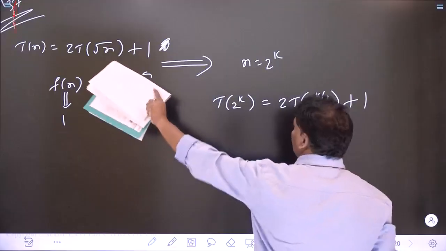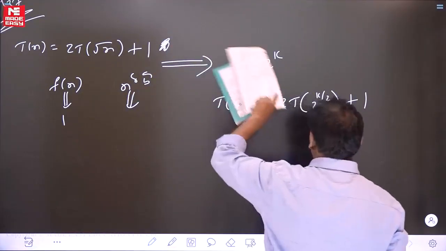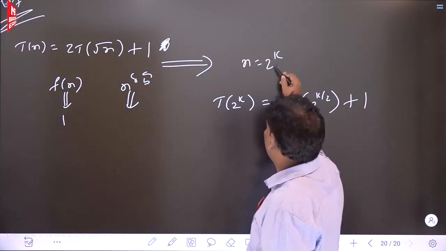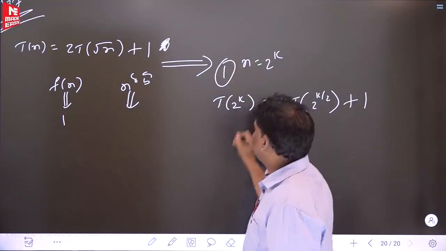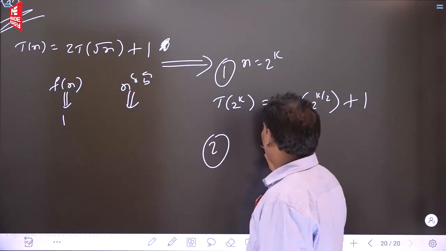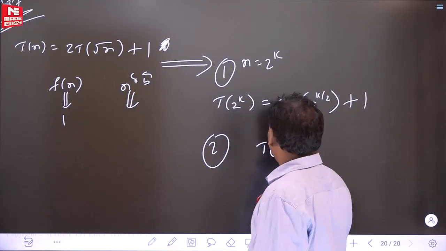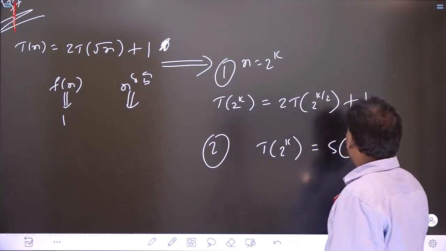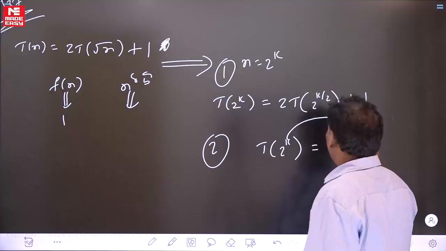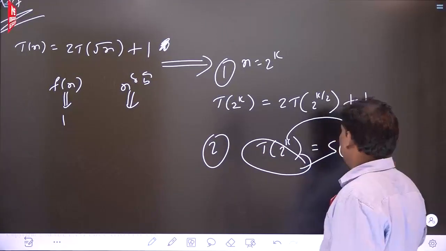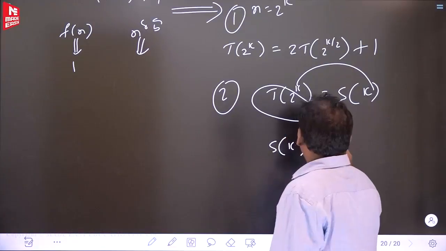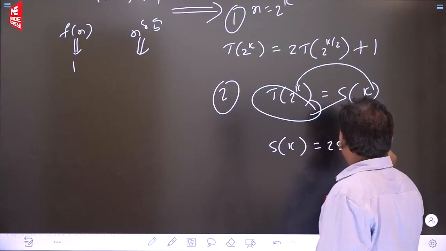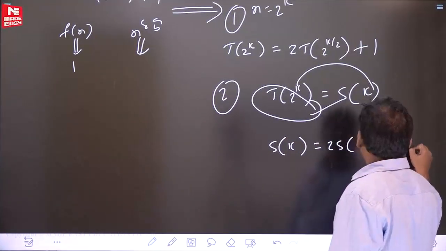If the recurrence relation contains a root operator, there is one procedure, and that is the procedure I am doing. First step: assume n is equal to 2 power k. This is the first step. See the second step: assume T of 2 power k is equal to S of k. So simply these two will be the same, the remaining is S. If you do that, what is the answer? S of k is equal to 2S of k by 2 plus a constant, that is 1.